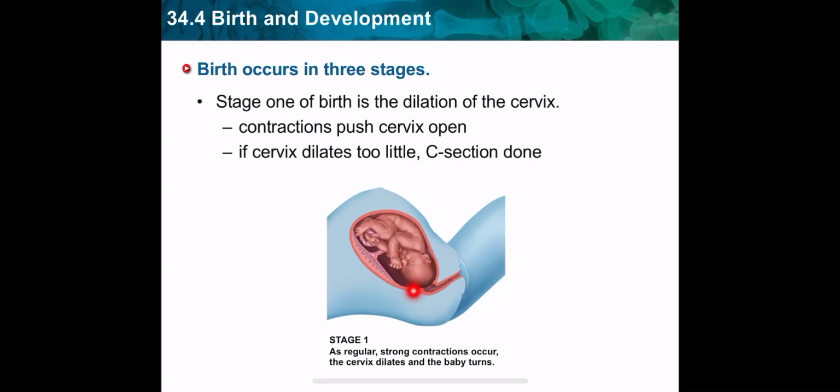This dilation will help the passage of the embryo through the cervix, plus contractions. So dilation of the cervix plus contractions of the uterus. Contractions, muscle contractions to push the baby through the cervix. What if there is not enough dilation of the cervix? What will happen? Of course, the baby cannot pass and C-section is needed.